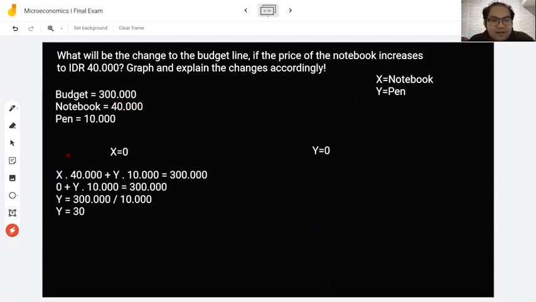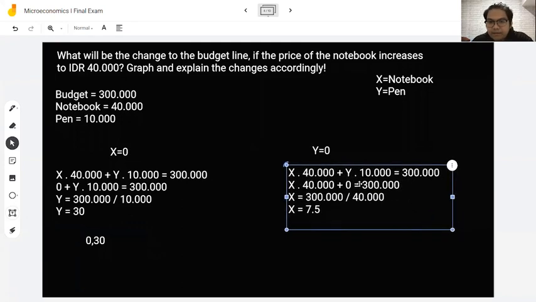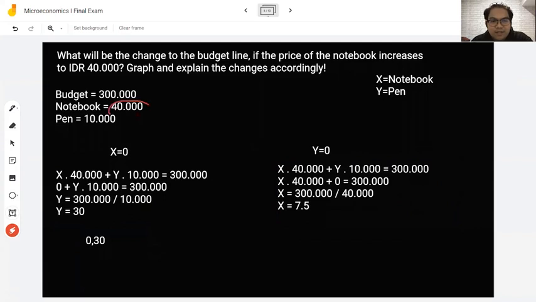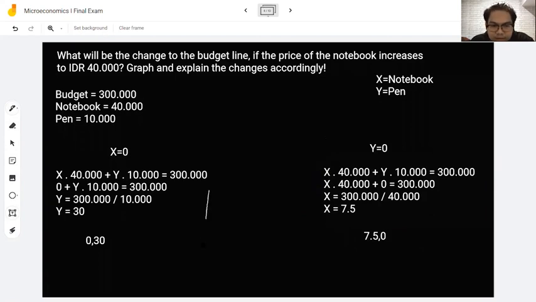So from the formula it will be changed to 40. Before we used 20,000, and like before, we divide and get this result. The coordinate for this budget line in the Cartesius diagram is also the same, but it has changed on the X, the notebook price. So you must calculate this and divide it by 40,000, and we get 7.5. So the coordinates will be 7.5 and 0, and 0 and 30. The drawing will be pretty much like this, 30 here and 7.5 right here.